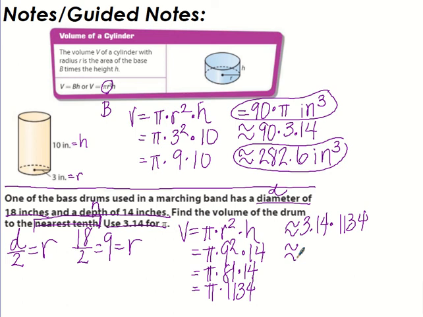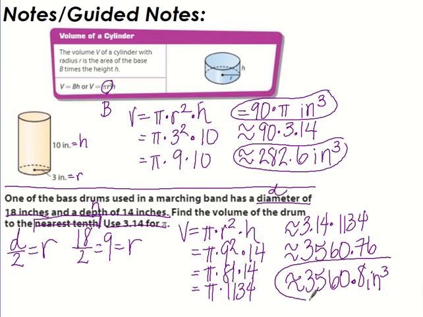And initially I get 3,560 and 76 hundredths, but it says nearest tenth. So I need to say 3,560 and 8 tenths inches cubed. This is our final answer because of rounding. And it's definitely an about now because we also rounded our final answer. So that's another reason this one's about.